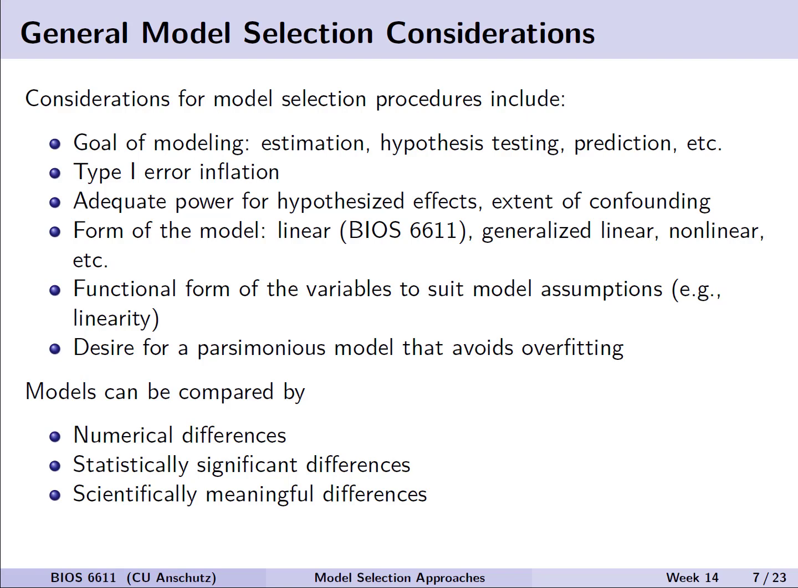So moving from this consideration of study designs, we can discuss a few of the general considerations for model selection. And these will vary depending again on the type of models we're fitting in the studies that we've conducted. But in general, we want to ask ourselves, what was the goal of the modeling? Was it for some sort of estimation, to test a hypothesis test, or maybe to predict some outcome? We also want to consider the issue of type 1 error inflation, adequate power if we have that or not, and the potential for confounding and other issues.